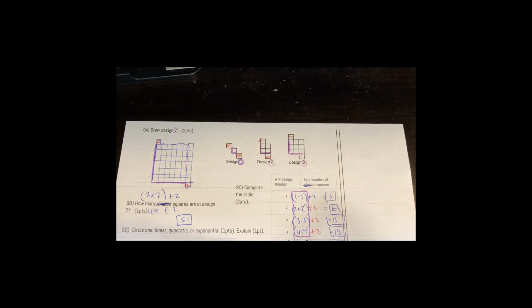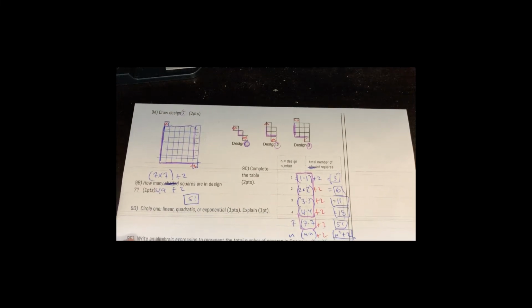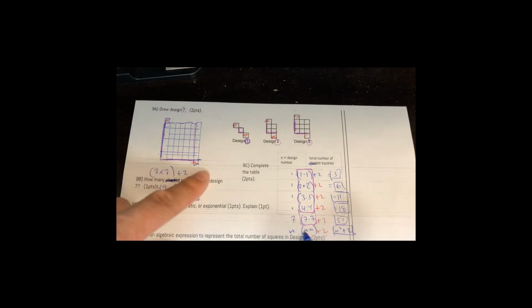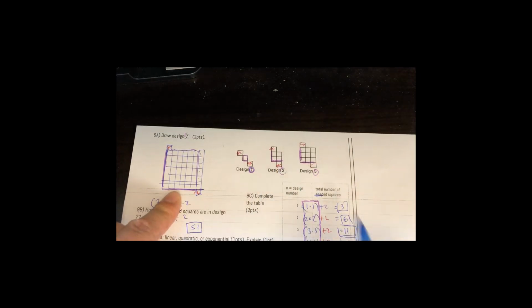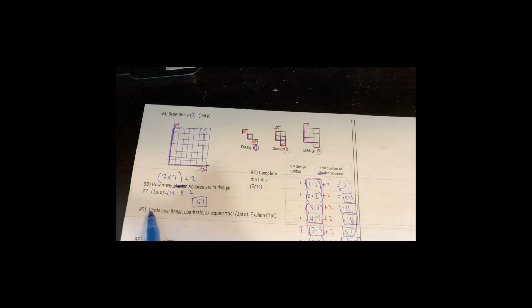That'll come up later on, but I just wanted to stay on the table there. So again, it doesn't matter what design number I pick, it was just that n times itself, and then you add 2 for those 2 red squares. So is this linear, quadratic, or exponential?